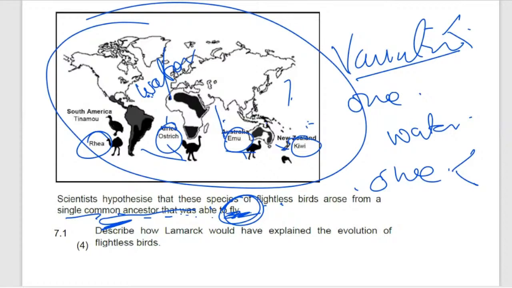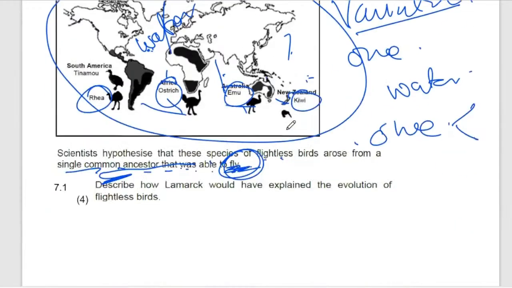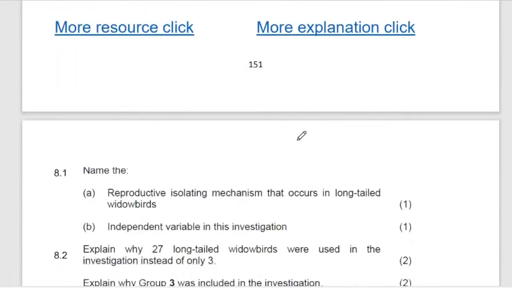Guys, let's go to the next question. Natural selection is covered, and speciation is also covered. Don't make a mistake of describing speciation without telling us what made them separate. Don't go to the paper without knowing.